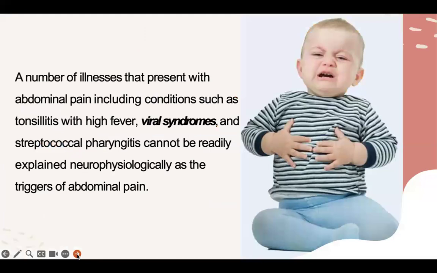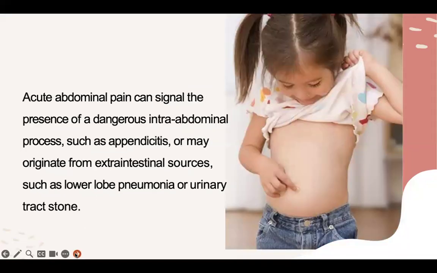So we have seen three major mechanisms of pain: visceral, parietal, and referred pain. Sometimes the abdominal pain is not readily explained, like in tonsillitis with high fever, pharyngitis, viral syndromes, streptococcal pharyngitis. These children can also have abdominal pain, but there is no readily available trigger or neurophysiological explanation for this. It may be due to central hypersensitivity or involvement of other factors like fear and anxiety, which can present as abdominal pain that is mostly centrally located and self-resolving.